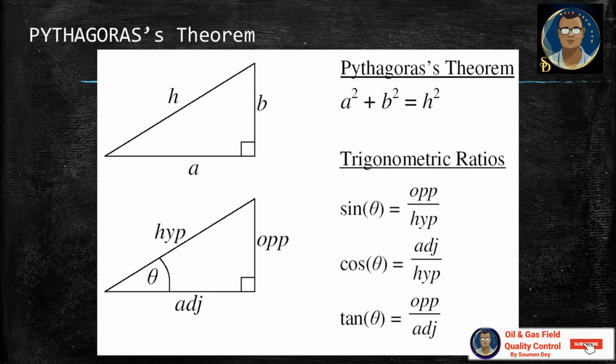So the basic formulas are a square plus b square is equal to h square, and the trigonometric ratios, where theta is the acute angle. Sin theta is equal to opposite by hypotenuse. Cos theta is equal to adjacent by hypotenuse, and tan theta is equal to opposite by adjacent arm of the triangle. So based on these simple formulas, we can calculate the length of the piping from an isometric.